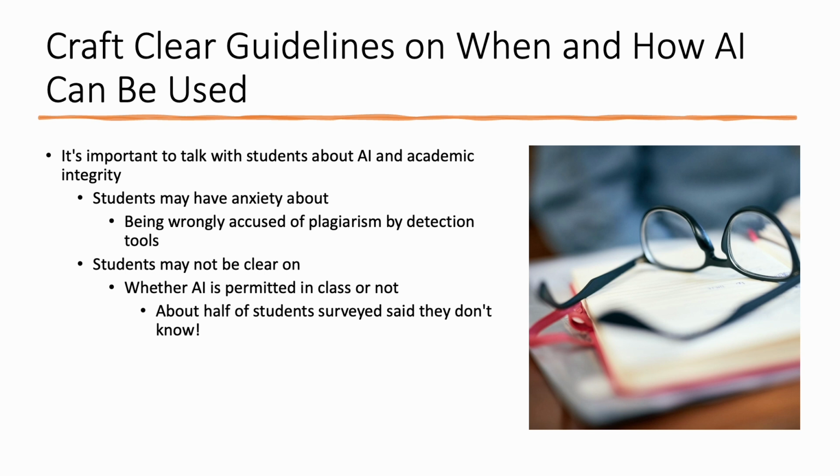In a recent anonymous survey of 42 students, 23% of the students said that they are aware that using AI is allowed. 27% said that they are aware that it's not allowed. But 50% of them said that they're uncertain whether AI is permitted in class or not.